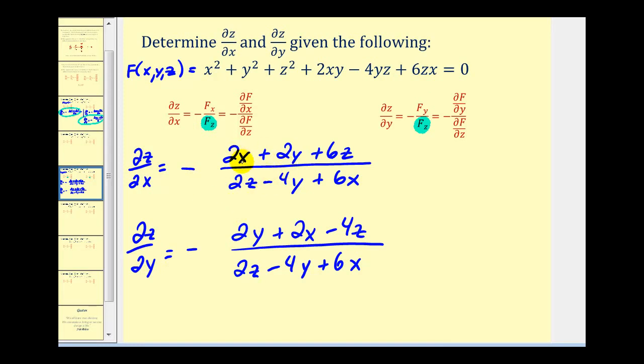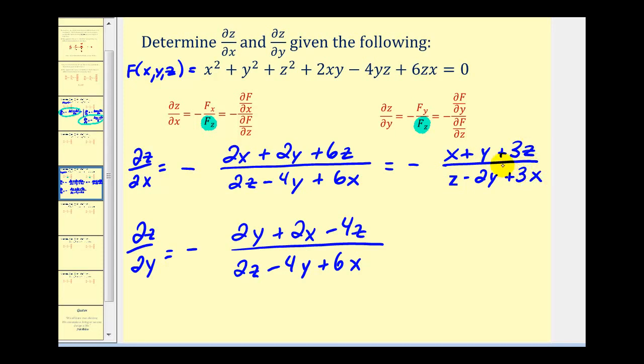However, notice that there's a common factor of 2 between the numerator and denominator here as well as here. So we do need to simplify this. If we factor out a 2 from both the top and the bottom, we would have x plus y plus 3z all over z minus 2y plus 3x.